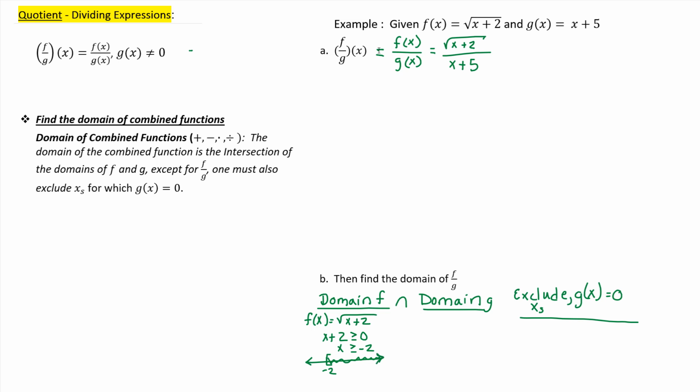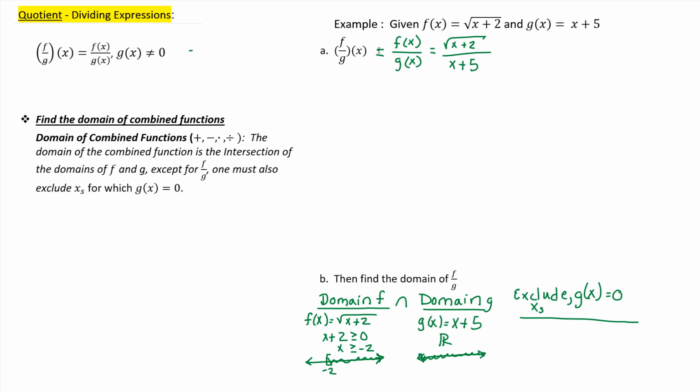But that's not our domain of f divided by g, because that's just the f piece. We now need to look at the domain of g itself. g of x is x plus 5, which is just a polynomial. It's actually a line, and the domain of a line is all real numbers. Another way to think about that is no matter what you put in for x, if you add 5 to it, it's still a real number. So everything works, and the domain is all real numbers, which graphically is just everything.